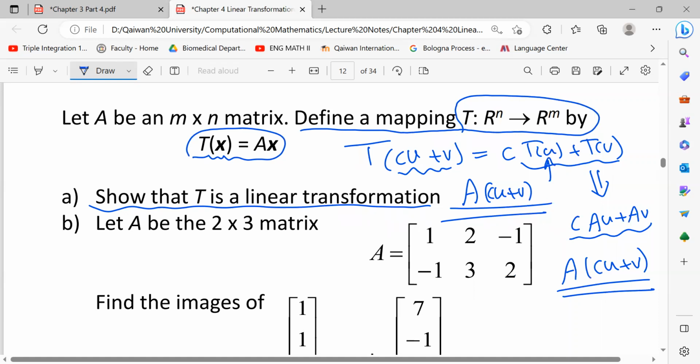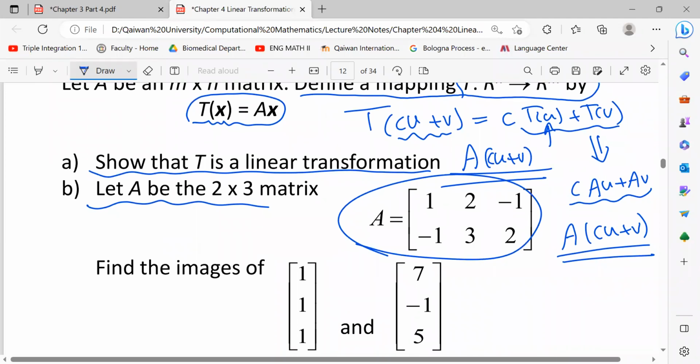Let's answer the first part. And then it says, let A be this matrix. We use the above definition here, this one. Find the image of this vector and this vector. How to find the image of these vectors? We just multiply A by these vectors. That's all.